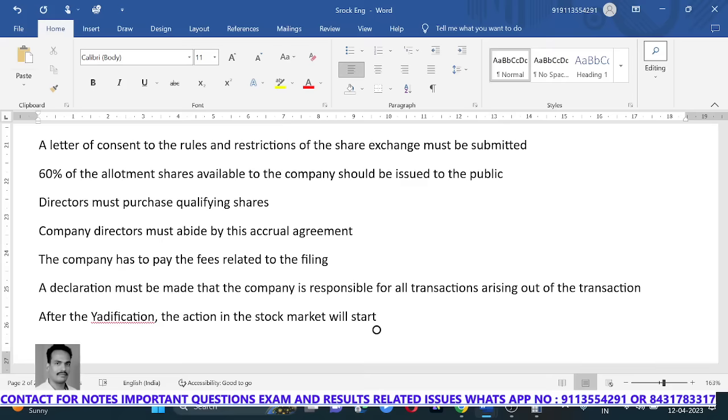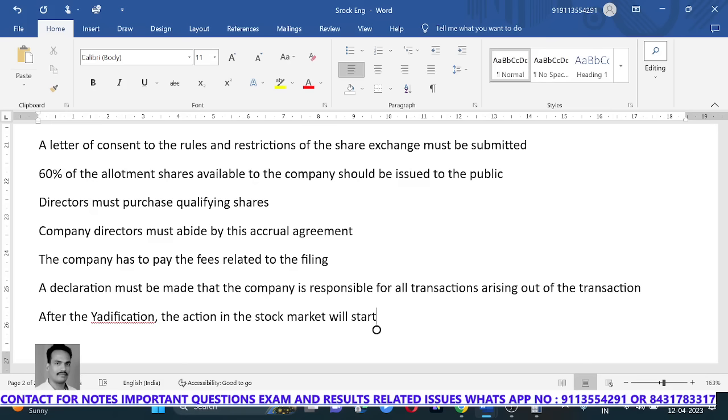The company has to pay the fees related to the filing. So for listing of securities in the stock exchange, there will be fees. So they have to pay the fees. A declaration must be made that the company is responsible for all transactions arising out of the transactions. So whatever happens in share trading, if illegal activities happen, the company is going to be punished for that. So the company is legally responsible.